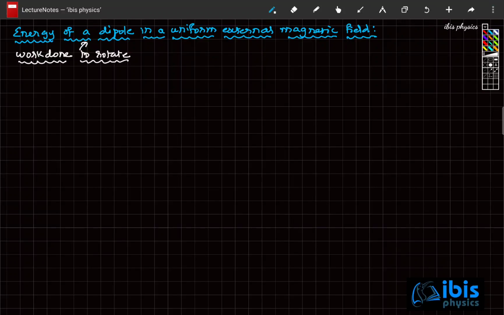Uniform external magnetic field, or in other way we can say that it is the work done to rotate a dipole in a magnetic field. So first we'll find the work done to rotate. From there we will find out the potential energy of a dipole in a magnetic field.